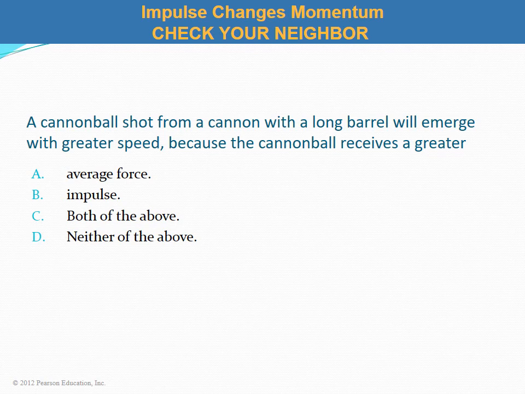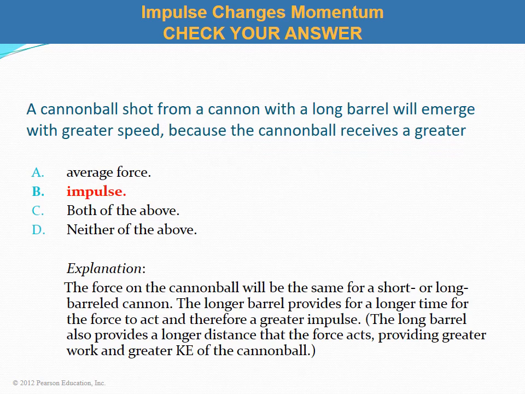A cannonball shot from a cannon with a long barrel will emerge with greater speed because the cannonball receives a: greater average force, impulse, both of the above, neither of the above. The answer is B, impulse.